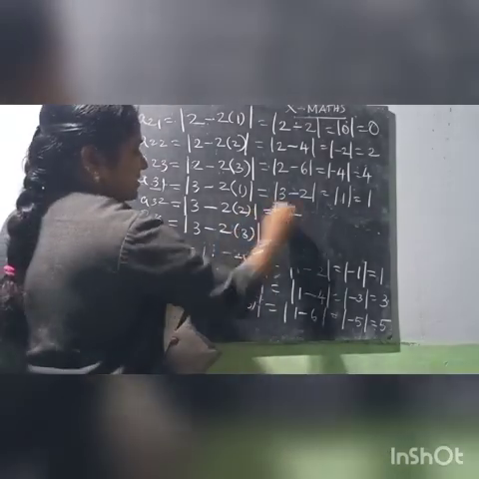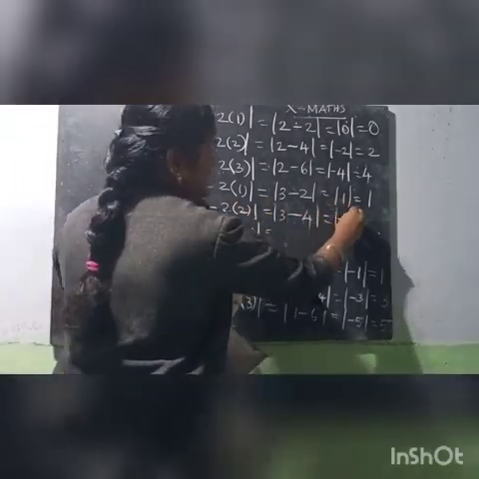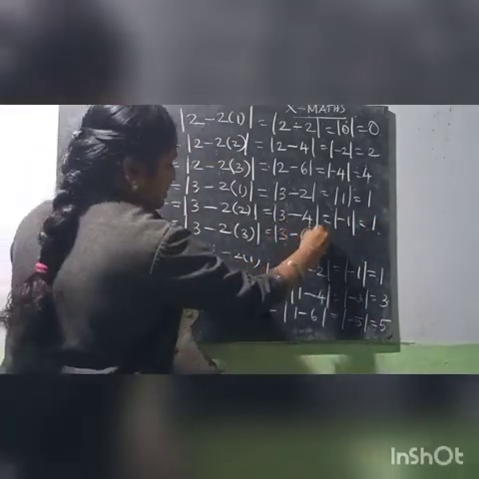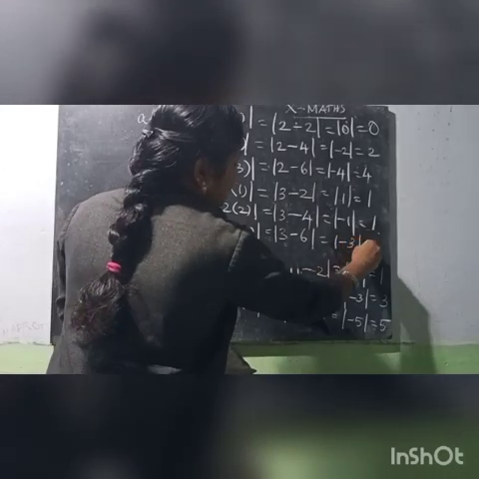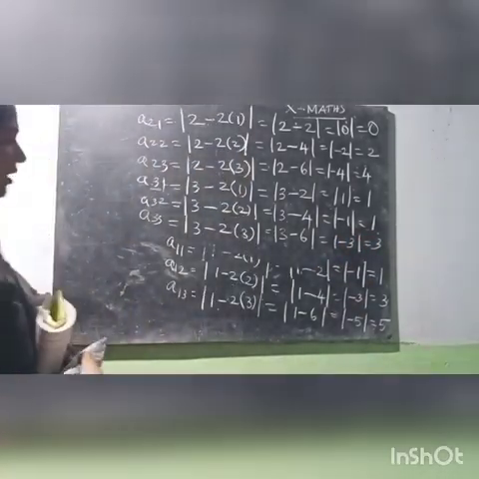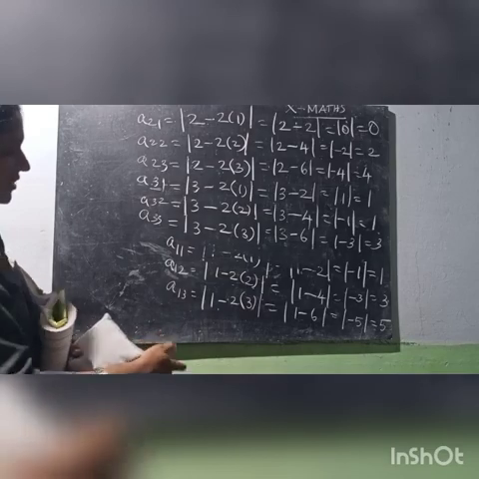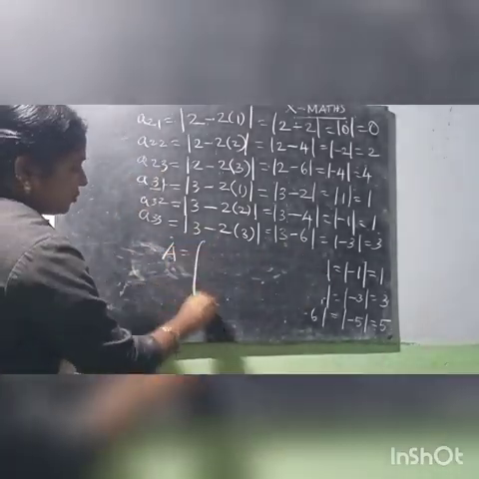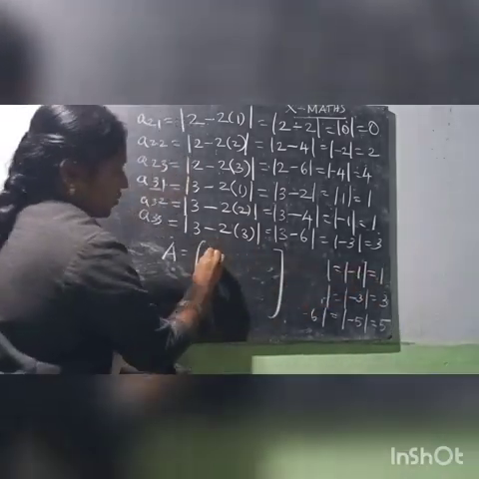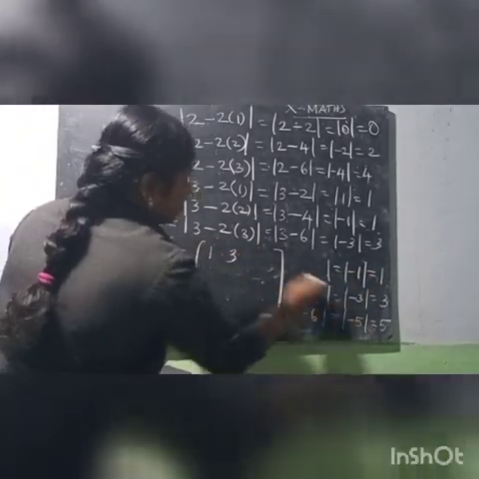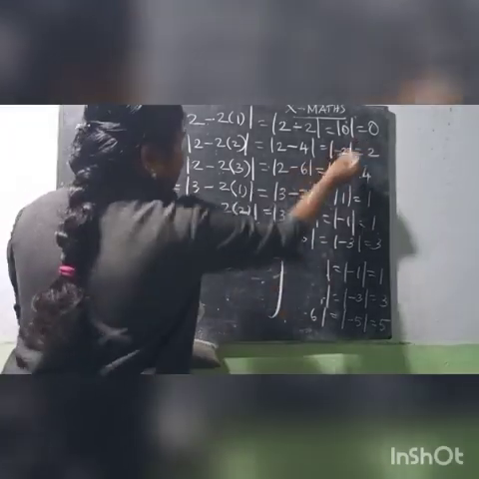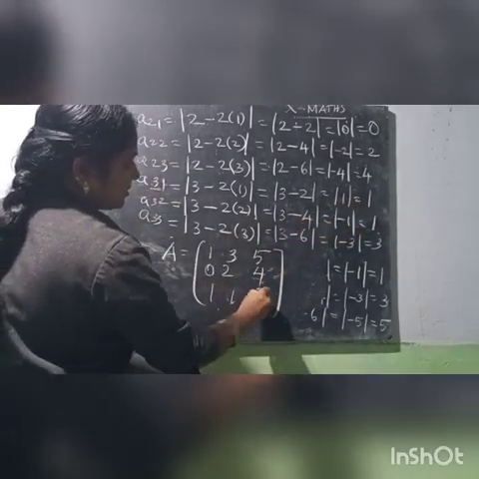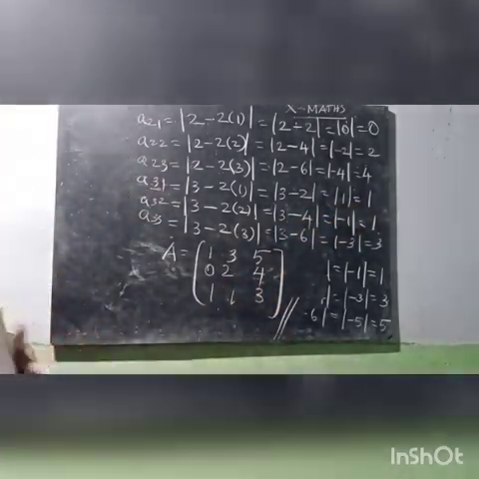Now 3 minus 2 2s are 4. So 3 minus 4 is minus 1. Then change into plus 1. 3 minus 2 3s are 6. 3 minus 6 is minus 3. So plus 3. Now the required matrix is matrix A equal to: A11 value is 1, then A12 value is 3, A13 value is 5. Then 0, 2, 4. Then 1, 1, 3. So this is the required matrix.